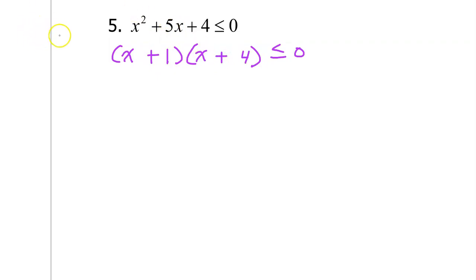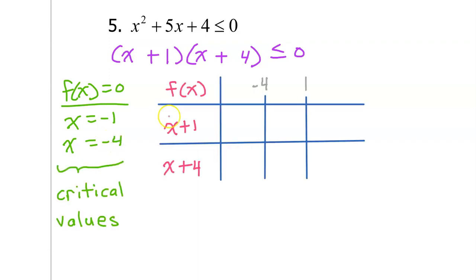Now we can ask ourselves, where will f of x equal 0? And that will be at x equals -1 and at x equals -4. So we put the critical values on a number line across the top, and we decide whether these factors are positive or negative in each interval. X plus 1 equals 0 at x equals -1. It will be negative to the left and positive to the right. X plus 4 equals 0 at -4. It will be negative to the left and positive to the right.